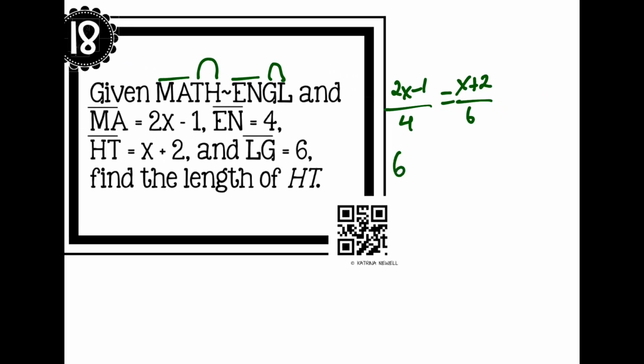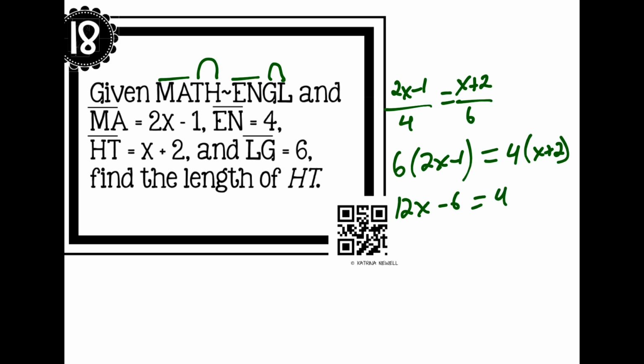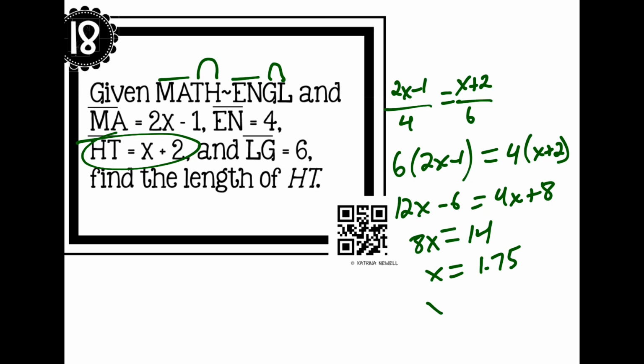If I cross multiply, I have 6 times the quantity 2x minus 1 is equal to 4 times the quantity x plus 2. If I distribute, I have 12x minus 6 is equal to 4x plus 8. 8x is equal to 14. X is equal to 1.75. I add 2 to that, and HT is equal to 3.75.